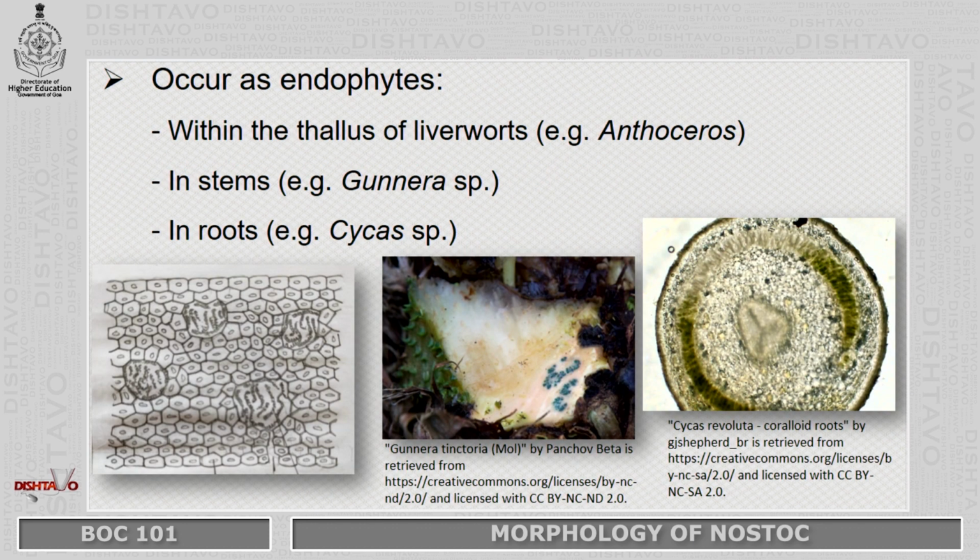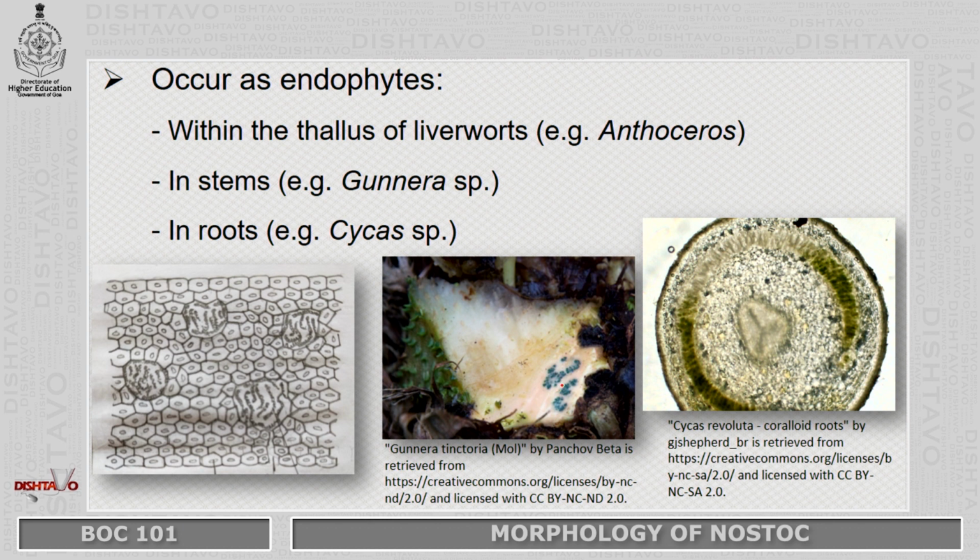Some species of Nostoc are also found as endophytes. Endophytes are organisms which grow within the living parts of plants. So some of these Nostocs are found in the thallus of liverworts. You can see here, if we take the TS of the liverwort Anthoceros, we can see the Nostoc colony inside it. Some of these species are also found inside the stem of the plant known as Gunnera. You can see the Nostoc colony inside the stem.